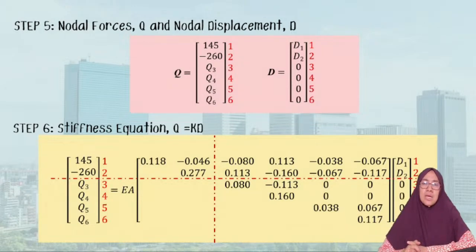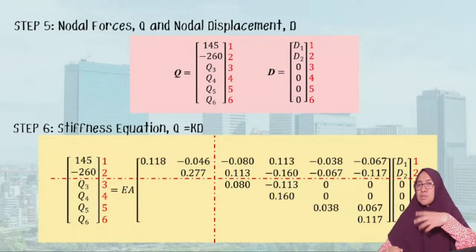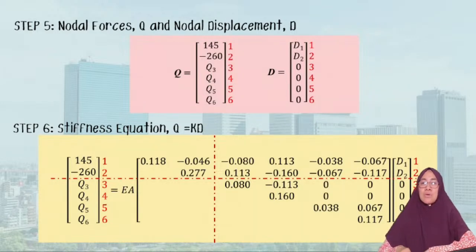Okay, the Q1 and Q2 we must put value, because it is known versus unknown. For D1 and D2, they are unknown versus known. That is why for 3, 4, 5, 6 we put value, known versus unknown.